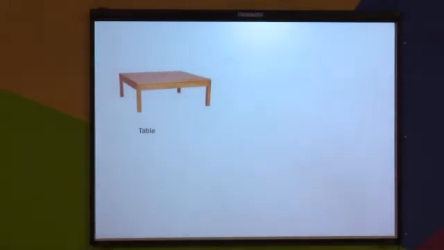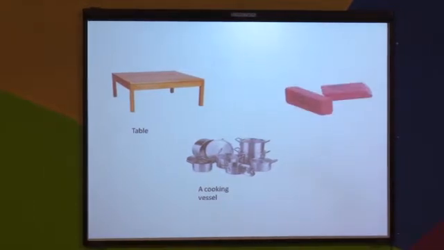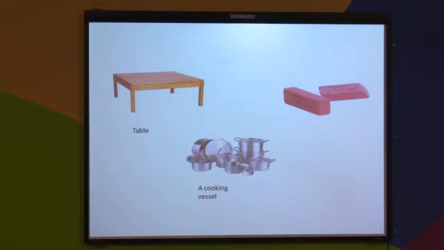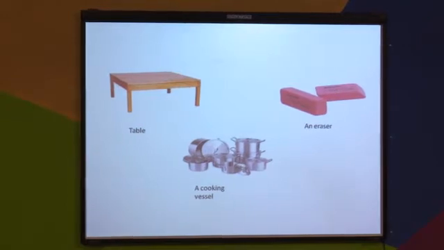Now observe these pictures. What is this? Yes students, what is this? This is a table. Now next, what is this? Cooking vessels. Now next, what is this? Eraser. Do you have an eraser with you? Everyone, try to hold your eraser in your hand. Yes, hold your eraser. Okay, everyone have an eraser with you? Come on, take your eraser and hold it in your hand.